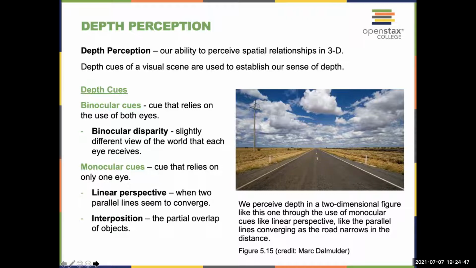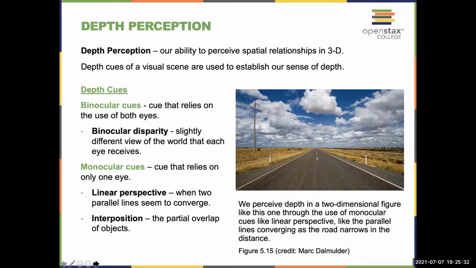And we have a couple of different cues for that. The first set of cues would be our binocular cues. That's what we rely on when we use both of our eyes. And there's the idea of binocular disparity. Each of our eyes actually sees a slightly different view of the world. If you ever close one eye and then open it, close the other eye and go back and forth, you can see a little bit of a difference of the information that your eye is receiving.